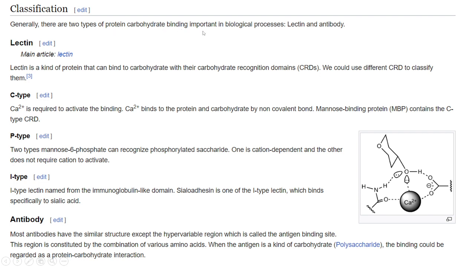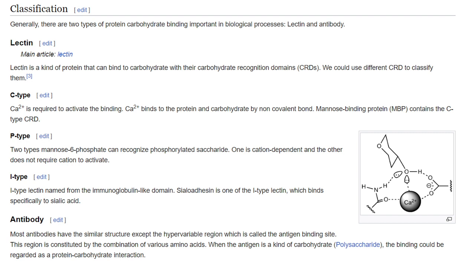There are two types of protein carbohydrate binding that are important. So the first one being your lectins, and the other one is your antibody. So what are lectins? These are the kind of proteins that bind to the carbohydrate via some recognition domains or recognition motifs, which you call the carbohydrate recognition motifs. And there are different kinds of lectins. So you have the C type, P type, and the I type.